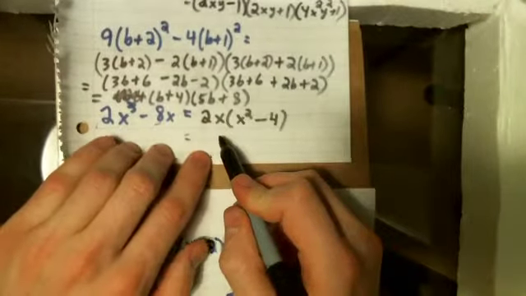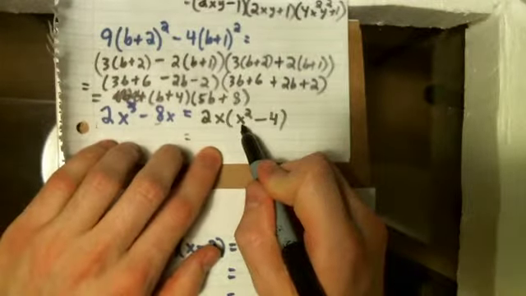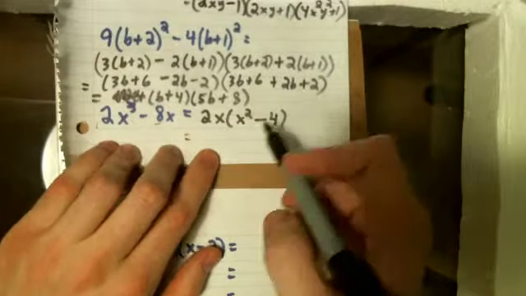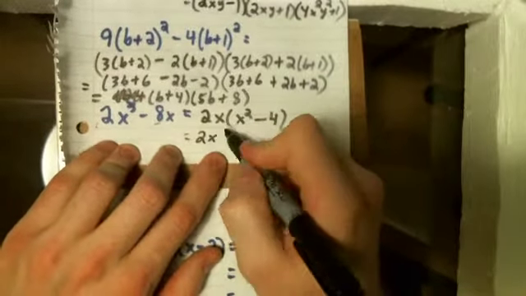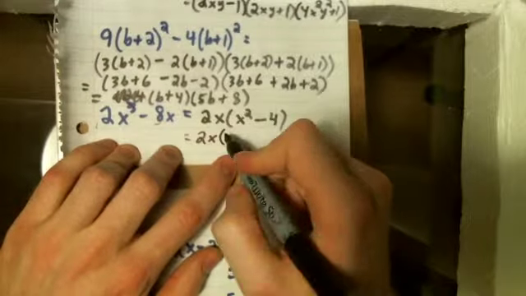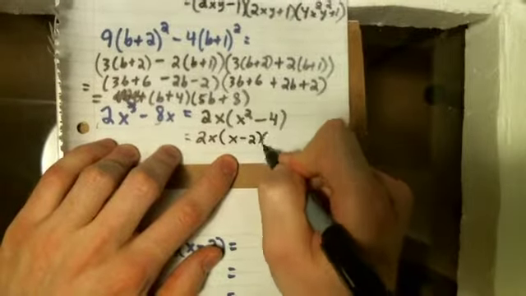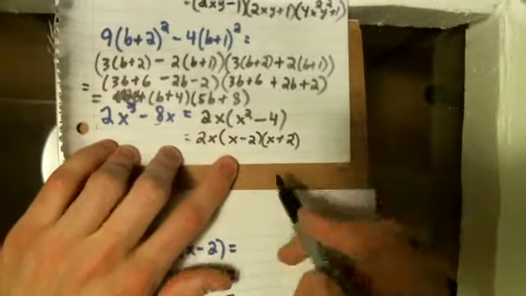But we're still not quite done with this problem. So now we have x squared minus 4 here in parentheses. Well, we can factor that in the same way that we factored the ones before. So we can write that as x minus 2 times x plus 2. And now we're done.